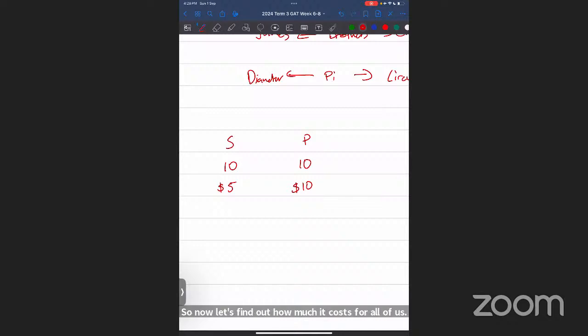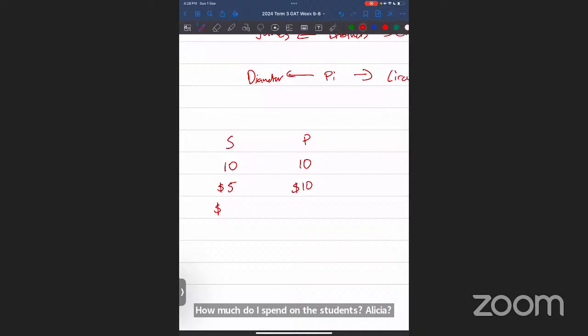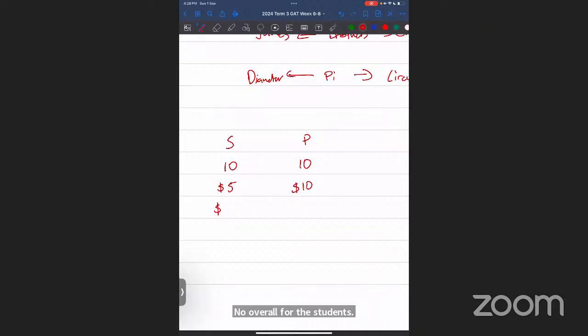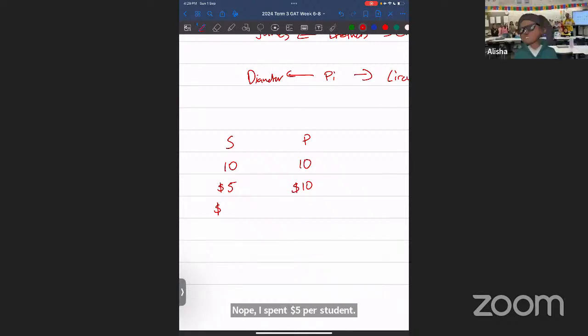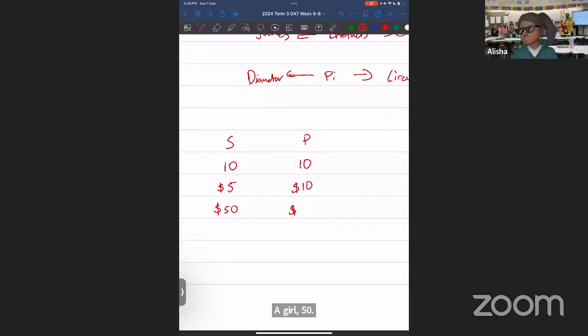For students, there's 10 students and it's $5 per student. How much do I spend on the students, Alicia? Per student? No, overall for the students. For overall, you spend $5. Nope, I spend $5 per student. Oh, so overall, you spend $50. Good girl, 50. And then how much do I spend for the parents? You'd spend $100. Awesome.